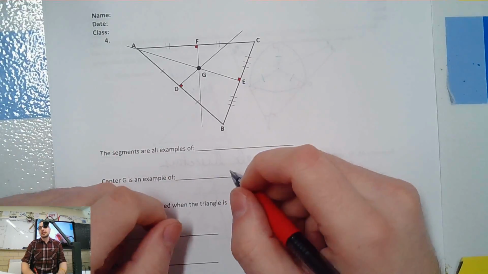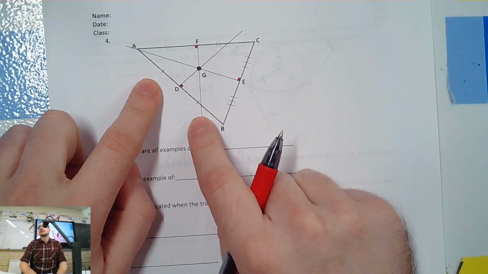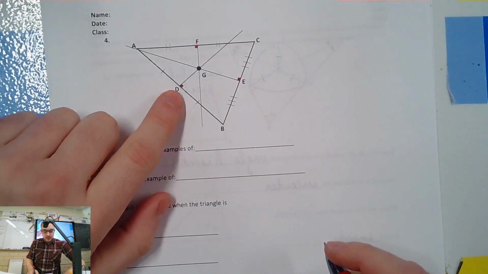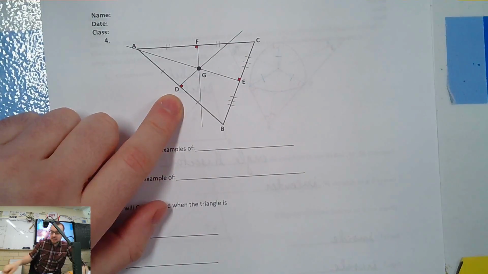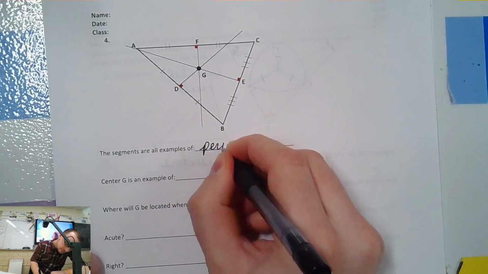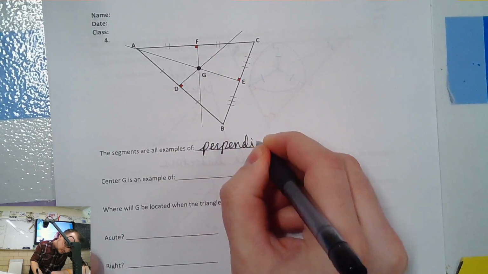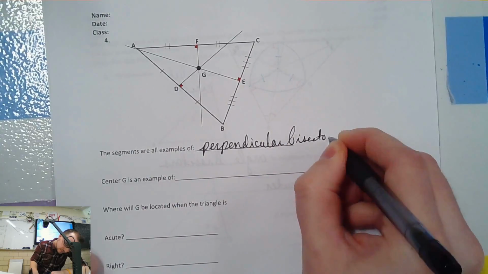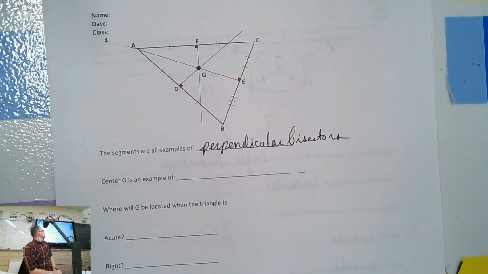It's perpendicular because it's 90, and it bisects the side. If it bisected the angle, what would we call it? Angle bisector, right? So when you just see regular bisector, we're talking about cutting sides. So this line right here is an example of a perpendicular bisector. So those perpendicular bisectors intersect at G.